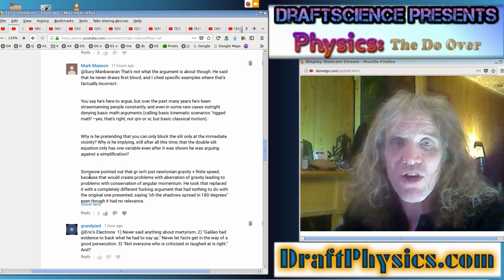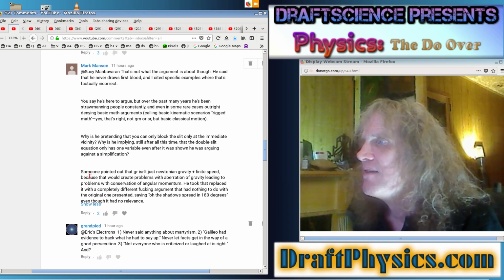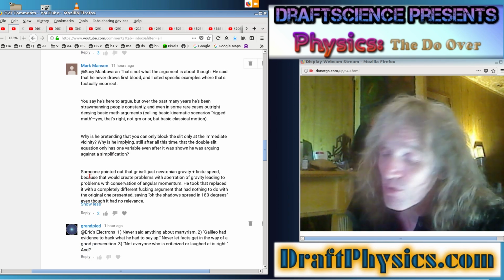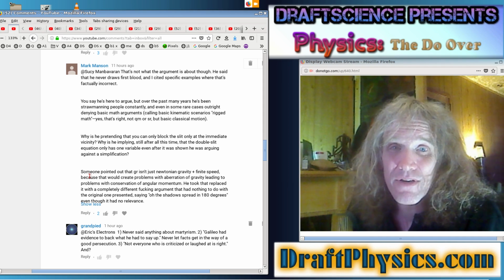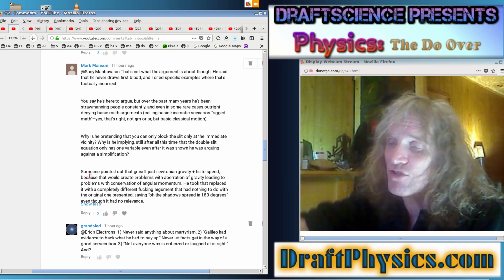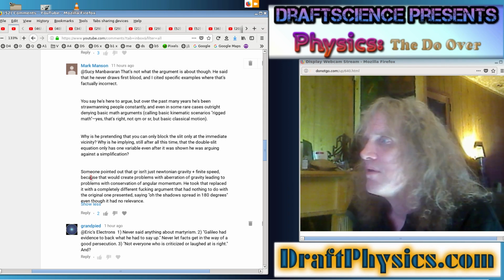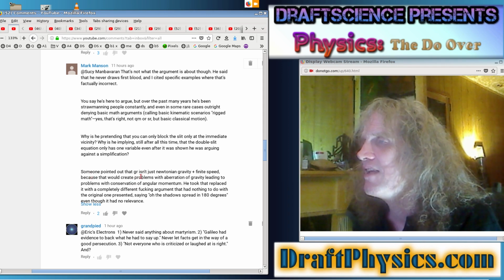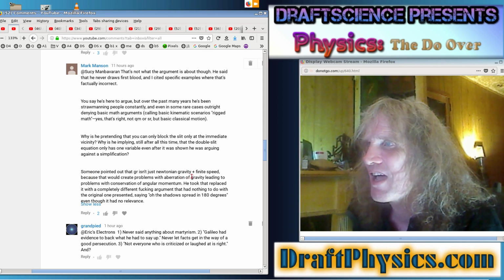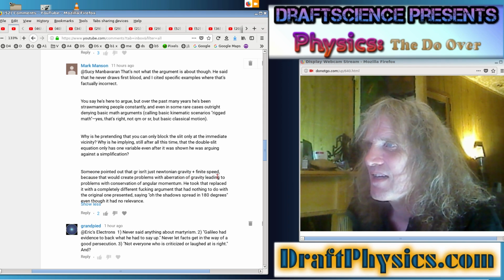It's their wave equation, shithead. They're calling it wave interference, so I guess they have to call it some other kind of interference then, right? Because that's why it's making two patterns, by the way, which water waves don't do. Someone pointed out that GR isn't just Newtonian gravity plus finite speed.